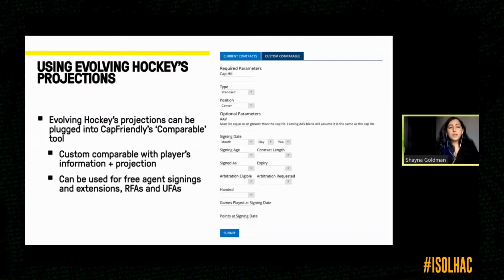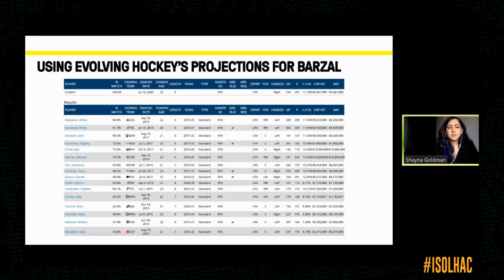So with their projections, I like to take them and plug them into CapFriendly's comparable tool. I create a custom comparable, putting in the player's information plus the cap hit and term from evolvinghockey.com. So here's an example of that with Matthew Barzal, who's one of the leading pending restricted free agents. Their model gives a 48% chance of an 8-year term, which carries a $9.6 million cap hit.